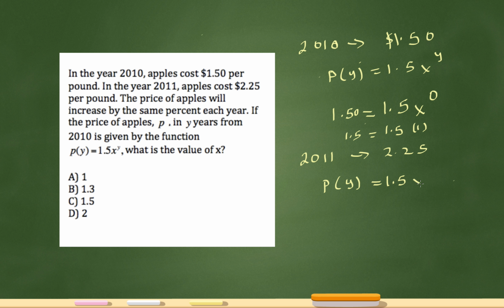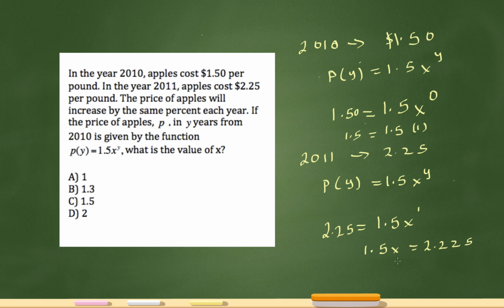So let's go here. Now, how many years have passed since 2010? 1 year. So I know the value of y is 1. So it'll be 1.5 x to the first. And now the price of apples is 2.25. Now it looks like I should be able to solve for x, right? x to the first is just x. So now I'm going to have 1.5x, and I'm just going to switch the positions, equals 2.25.